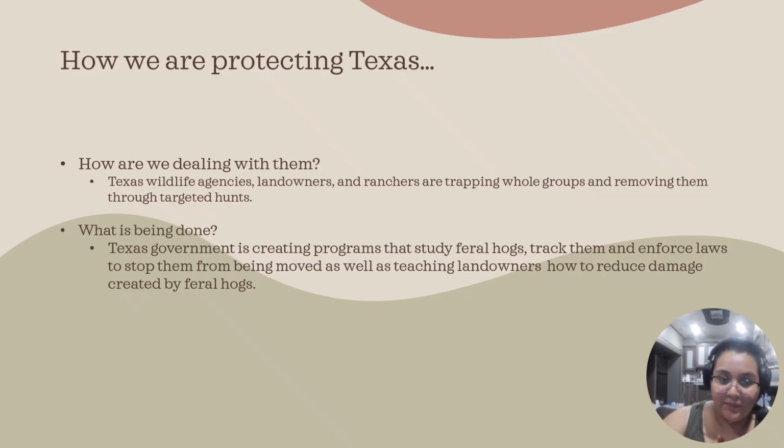What is being done? The Texas government is creating programs that study feral hogs, track them, and enforce laws to stop them from being moved, as well as teaching landowners how to reduce damages created by feral hogs.